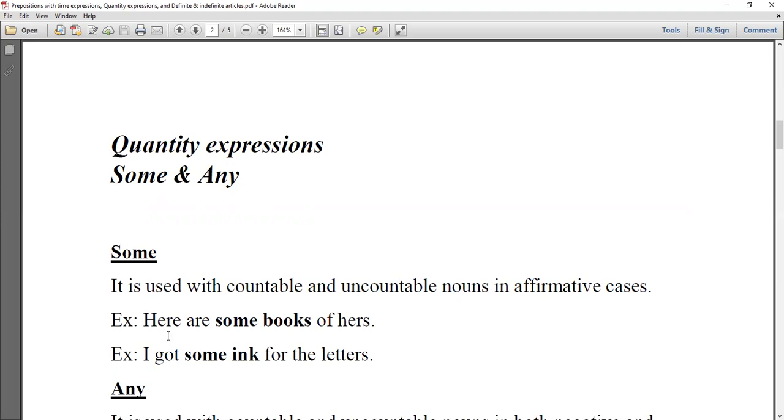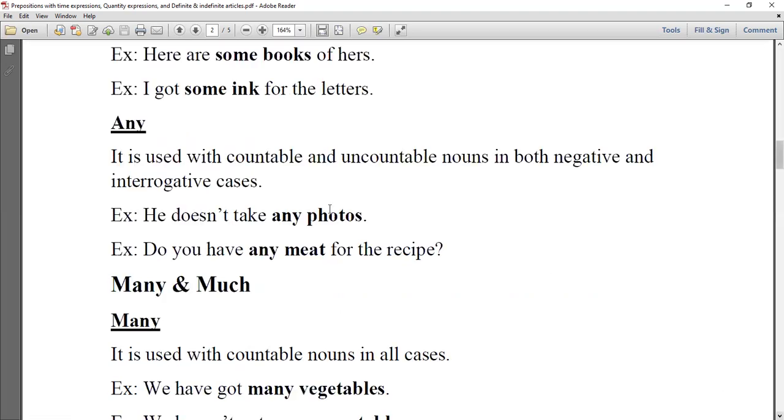Okay, for example, here are some books of hers, or I got some ink for the letters. So we have books, this is countable. We have ink, this is uncountable, ink cannot be counted. For any, it is used with countable and uncountable nouns in both negative and interrogative cases. He doesn't take any photo. Notice that the sentence is negative. He doesn't.